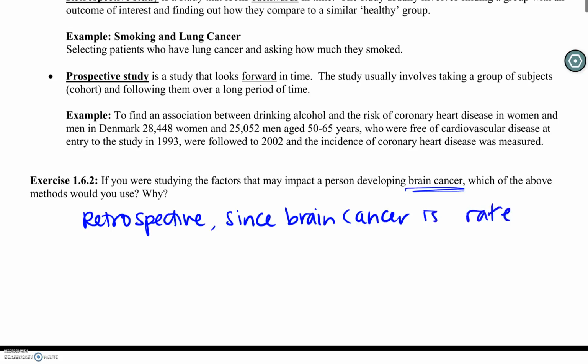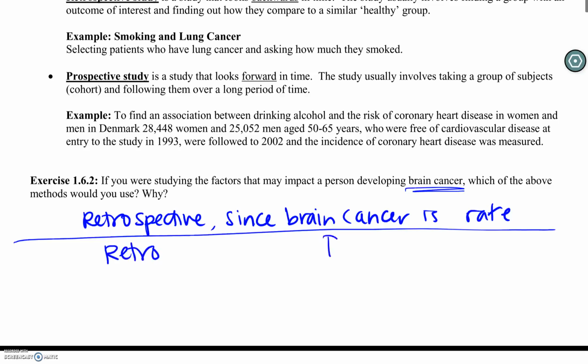Oops, rare. So I'm going to use the bottom half of this and just do a quick little retro versus prospective and throw down some pros and cons to each. For your retrospective study, big positive is that we can look at rare outcomes. It's really the only way that we can look at certain outcomes.